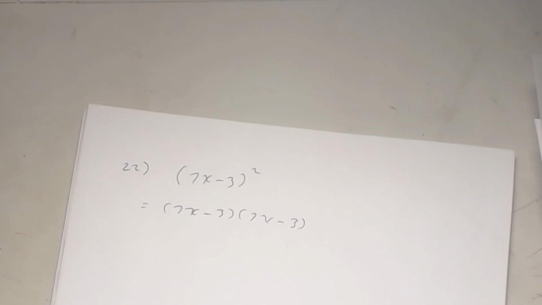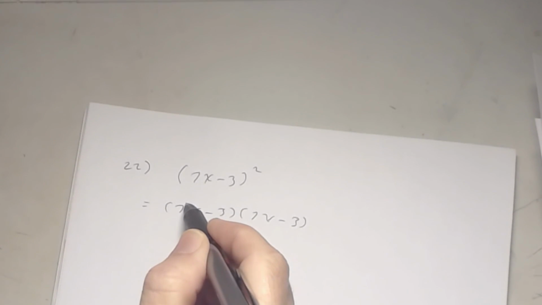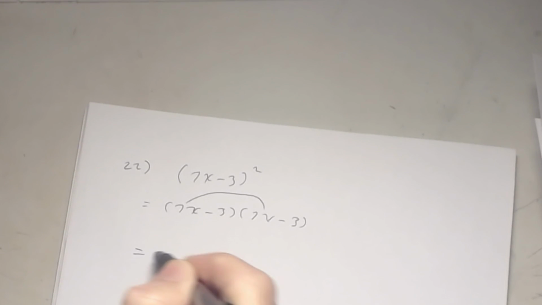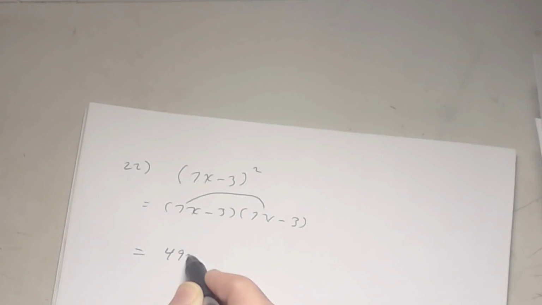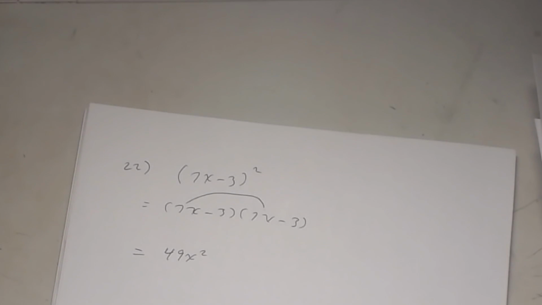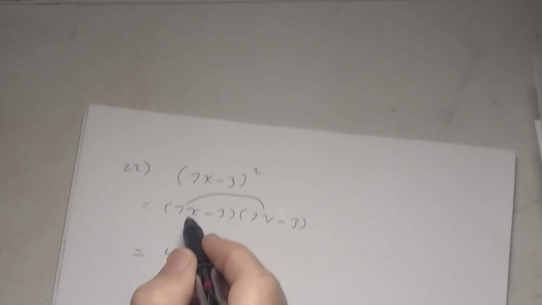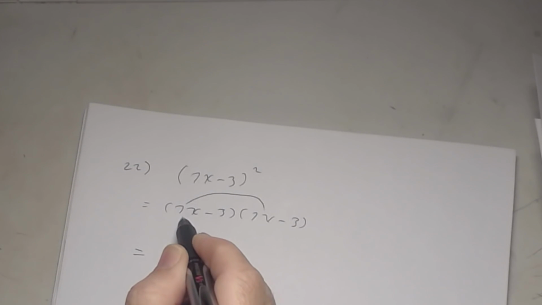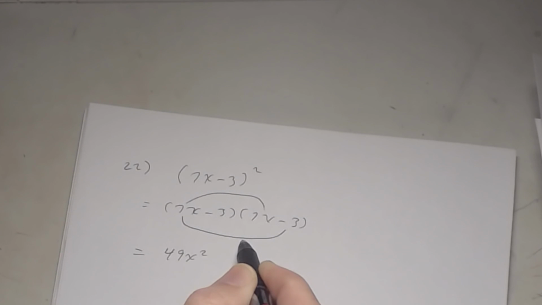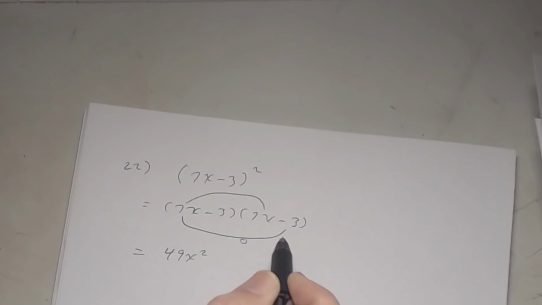So the F means the first term of each binomial. So I'm going to join 7x with what? 7x. What's 7x from 7x? Okay, good. Then the outer, so the terms that are on the outside of that expression, those 2 binomials. So what terms on the outside, which are they? 7x and a negative 3. Okay, good. So that's your outer. So what's 7x times a negative 3?